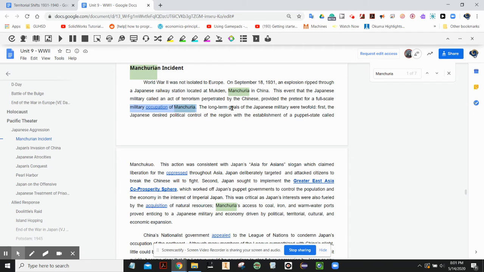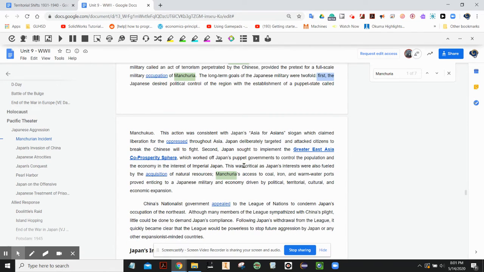The long-term goals of the Japanese military were twofold. First, the Japanese desired political control of the region with the establishment of a puppet state called Manchukuo. This action was consistent with the Japanese Asia for Asians slogan, which claimed liberation of the oppressed throughout Asia. Japan deliberately targeted and attacked citizens to break the Chinese will to fight.